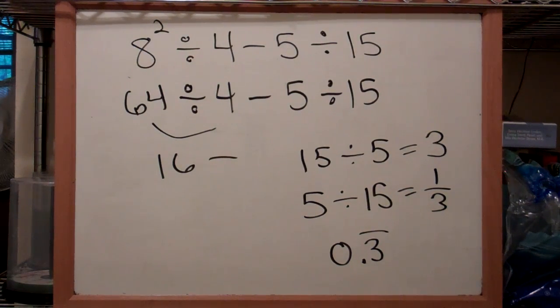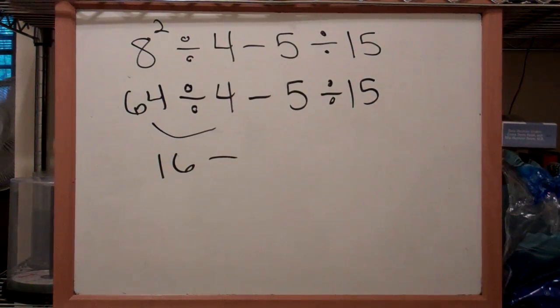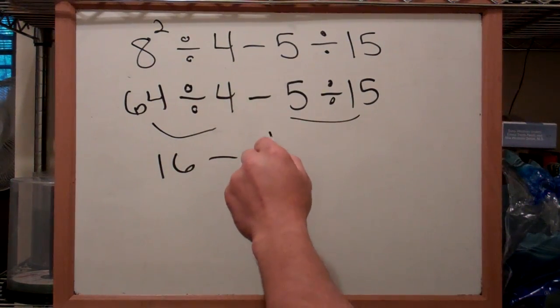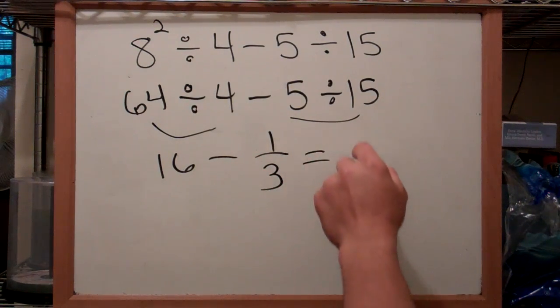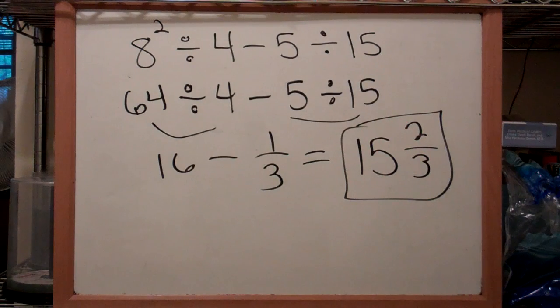Probably want to use the fraction here. It's okay to use the decimal, but the fraction will keep it more precise. So we want to say 16 minus 1/3, which is going to equal 15 2/3 as our answer.